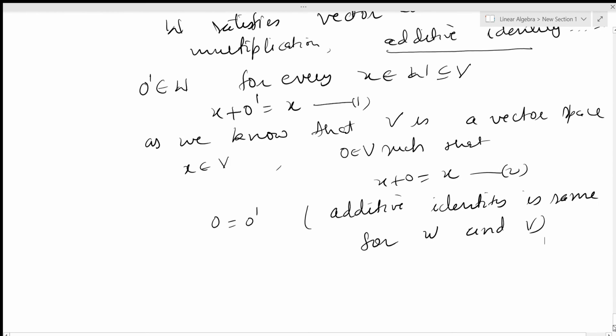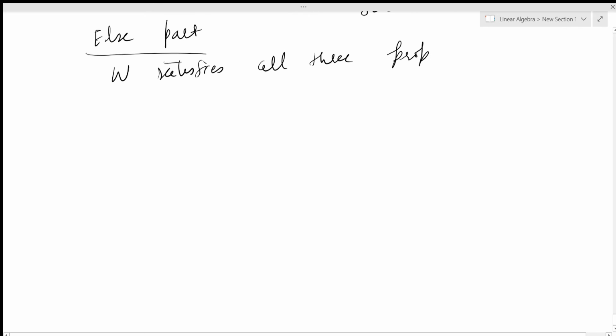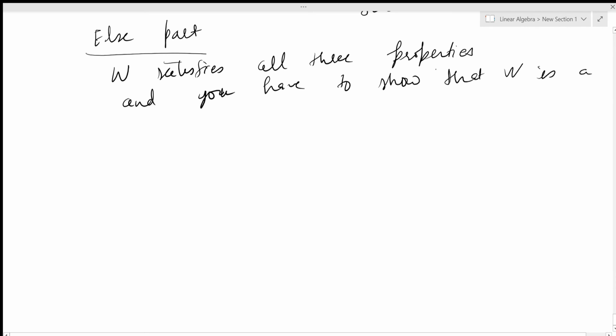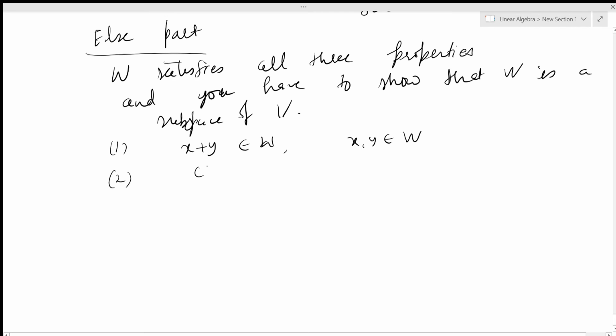So now we have to do the else part. That means W satisfies all three properties, and you have to show that W is a subspace of V. What are those? First, x plus y belongs to W whenever x, y belong to W. Second, Cx belongs to W whenever C belongs to F and x belongs to W. Third, 0 belongs to W.